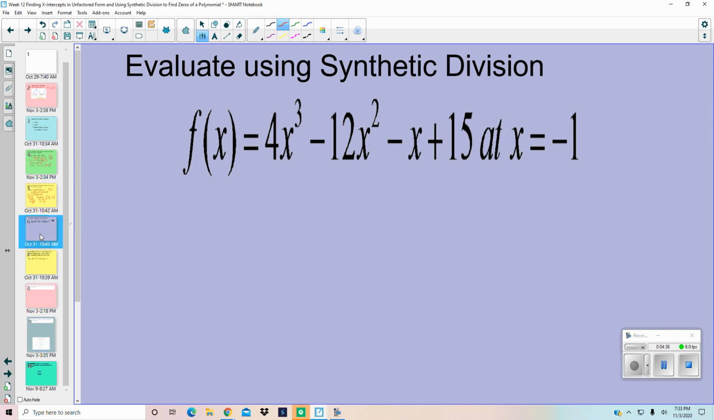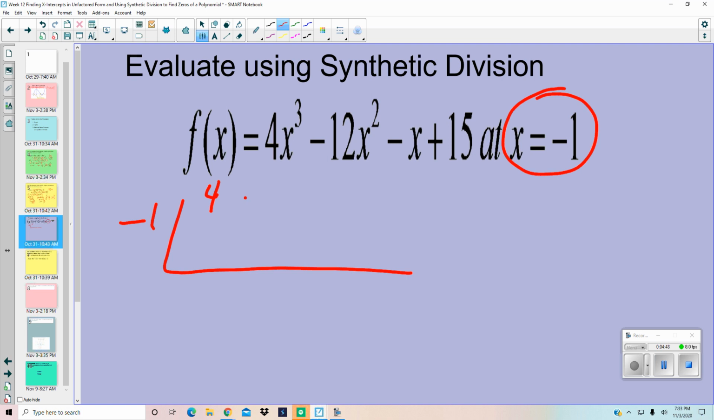Okay, so evaluate using synthetic division. If you know a 0, so here they're saying -1 is the 0, you put that outside the box, and the box looks like this. You take the coefficients, so I have 4, -12, -1, and 15.